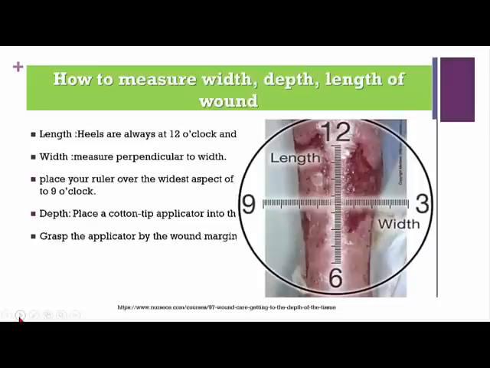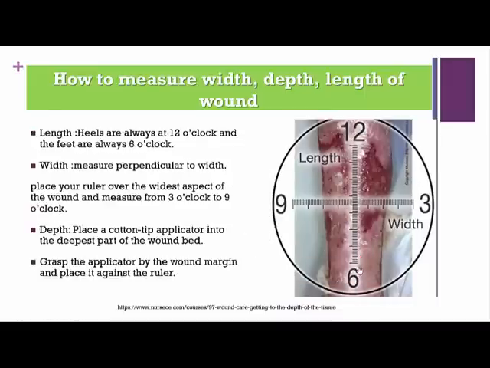Now we are going to measure the width, depth and length of the wound. So how can we measure the length? First we need to remember that heels are always the 12 o'clock position. Width is measured perpendicular to the length. Place your ruler over the widest aspect at 9 o'clock for the width measurement, and for depth place a cotton tip applicator into the deep area.